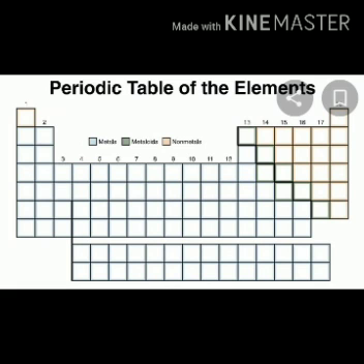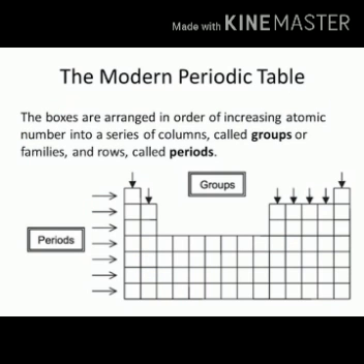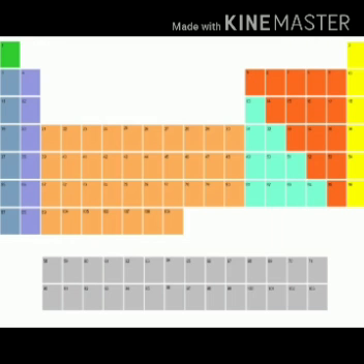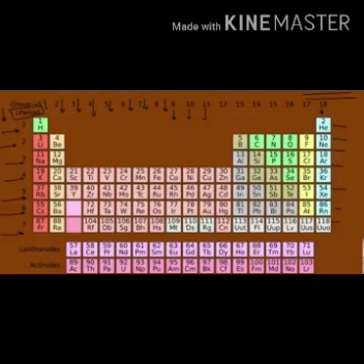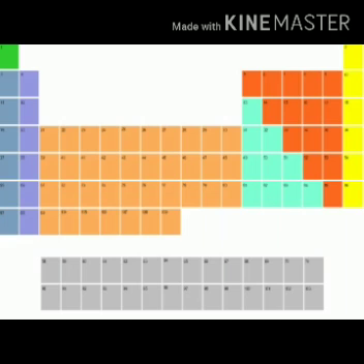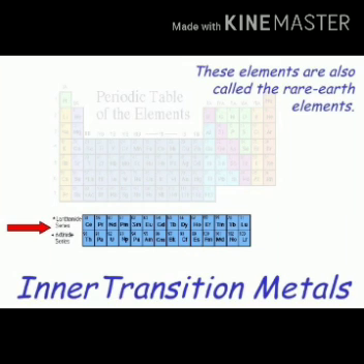Similarly, the 18 vertical columns in the table are called groups. This arrangement of periods and groups results in the formation of boxes. Each box corresponds to the place for one element. Students, when you see the table, two rows are shown separately at the bottom of the periodic table.